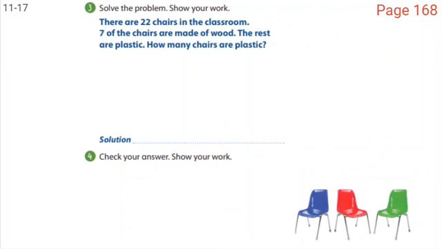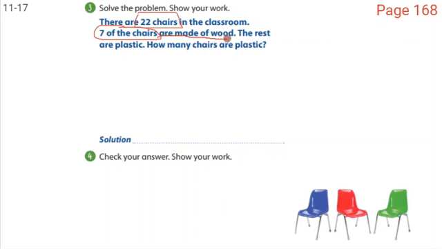I want you to solve this problem. There are 22 chairs in the classroom. 7 of the chairs are made of wood. The rest are plastic. How many chairs are plastic? Okay, I'm going to reread this. I'm going to underline or circle important information. There are 22 chairs. I'm going to circle that in the classroom. 7 of the chairs, so 7 of the chairs are made of wood. The rest are plastic.